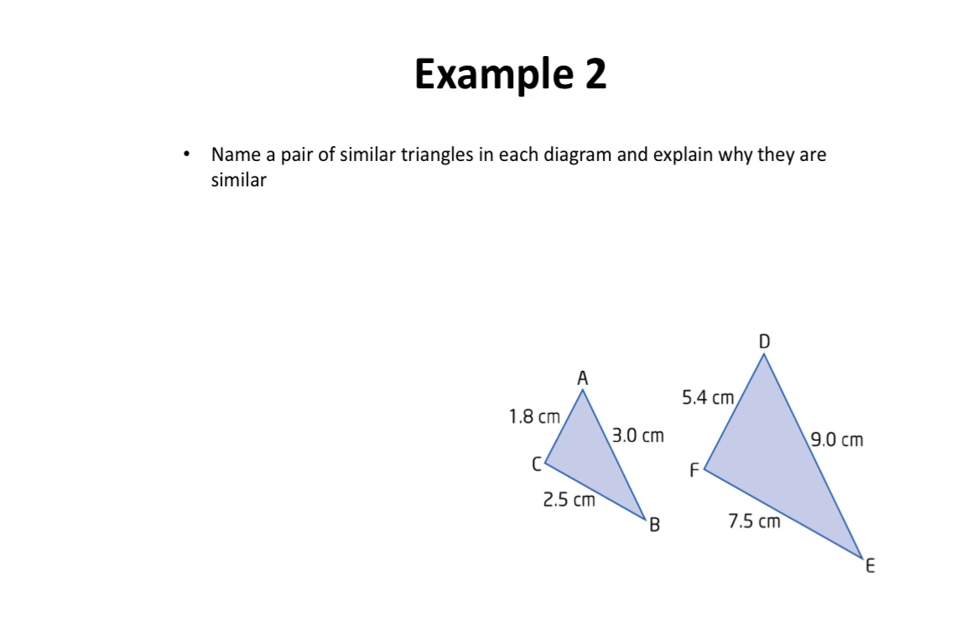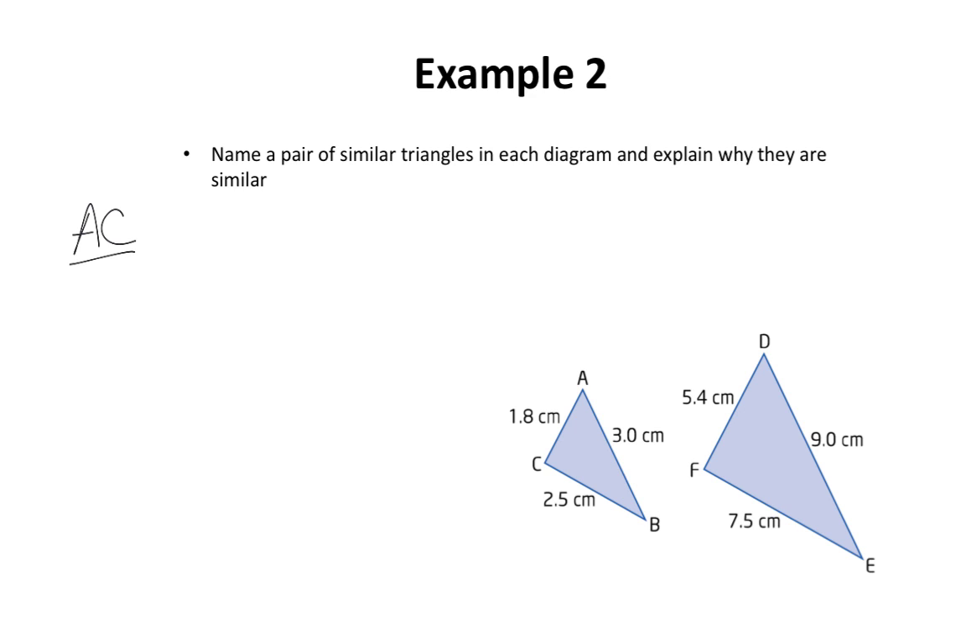In our second example, we want to name a pair of similar triangles in each diagram and explain why they are similar. Remember, when you're trying to prove that triangles are similar or not, you either need to prove that corresponding angles are equal or the ratio of corresponding sides are equal. Since there are no angles listed in these two diagrams, therefore we're going to have to use corresponding sides. We're going to begin by listing out our ratios of corresponding sides.